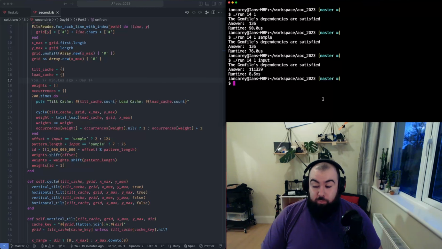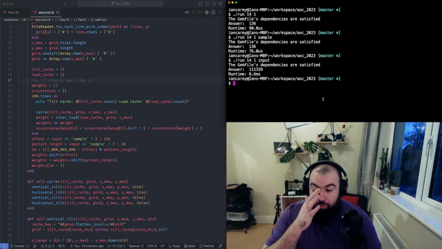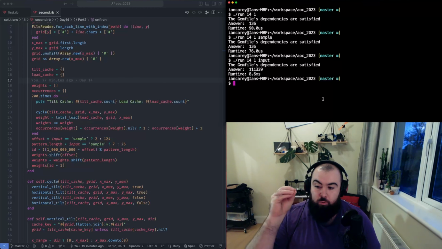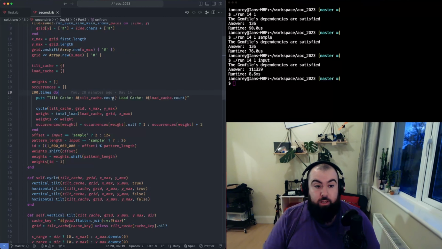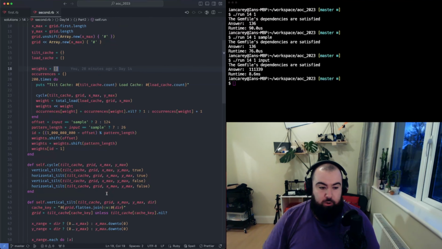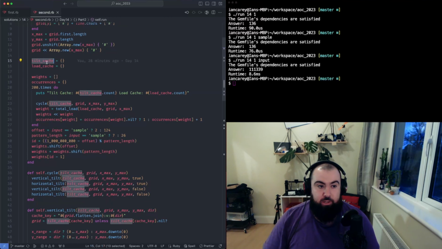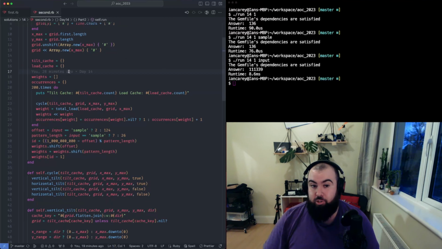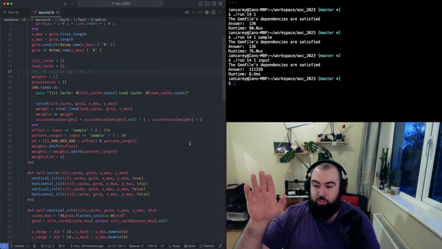So the way I exploit this pattern, there's a couple of ways you can do this. If the number was a sensible, smallish number, you could brute force it using caching. I used caching, but I also used it to help me determine what the looping patterns were. So you'll notice during the code, as I talk through it, I have these two caches. I have a tilt cache and I've got a load cache.